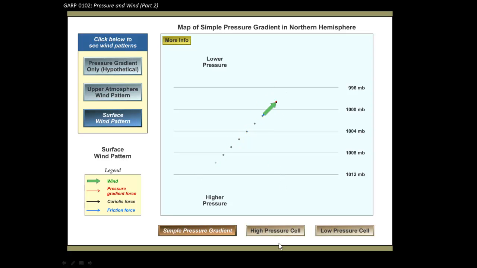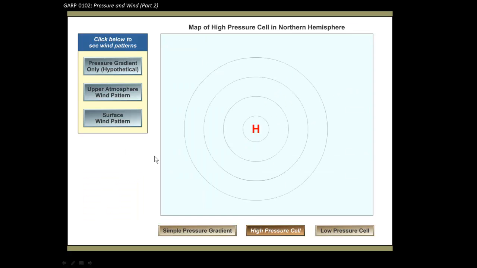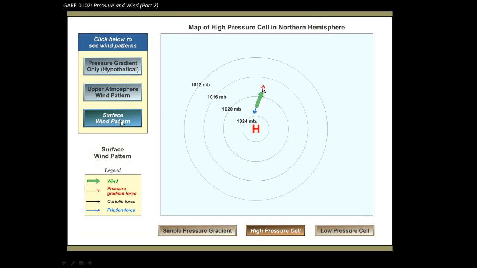Let's look at the same thing with a high pressure cell. Imagine the wind flowing down the hill, from this hill down the pressure gradient. Well, let's look at the surface. Start right there. Well, there we go. The wind is blowing outwards, it's flowing down the pressure hill. As it does so, it gets deflected to the right by the Coriolis force, and it gets slowed down by the friction force, and therefore it has to blow across the isobars at an angle.